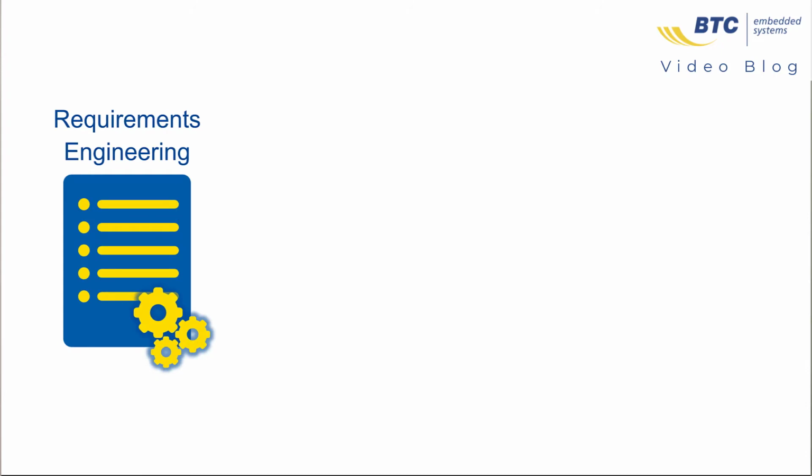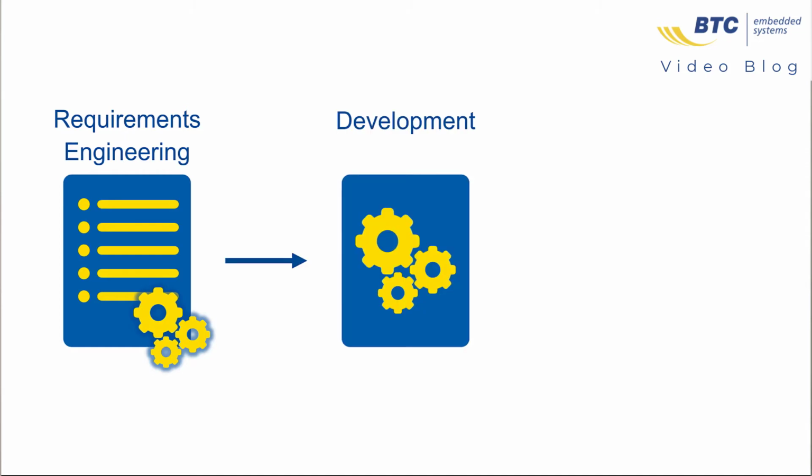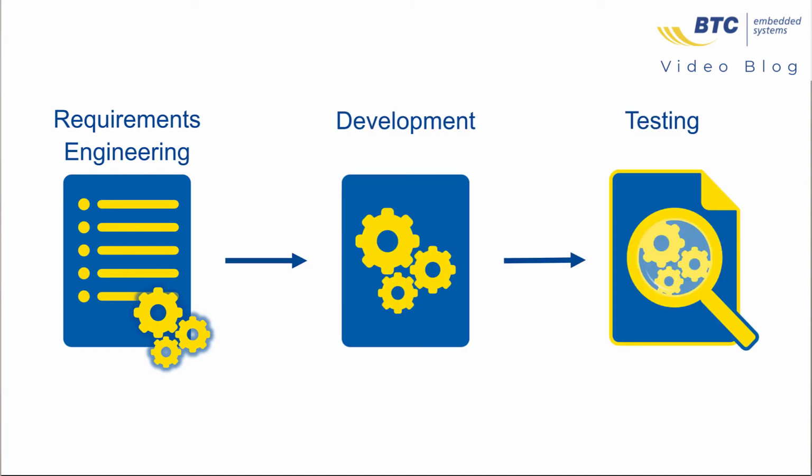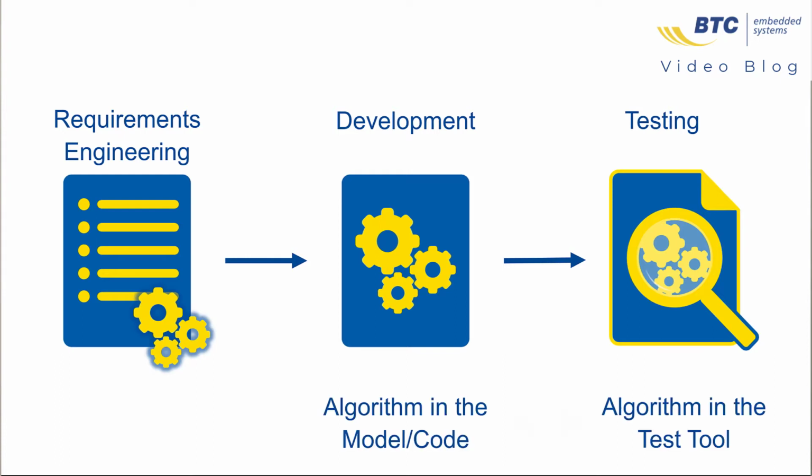Suppose we have a detailed design requirement of an algorithm. The requirement describes how the algorithm shall be implemented. A developer implements the algorithm in a model or code, and finally a tester writes a test case that implements this algorithm as well. The problem is, this test case will not answer the question if the correct functionality was implemented, but if the test tool and the model and code calculate the same result based on the same algorithm in different tools. It's a kind of back-to-back test only.